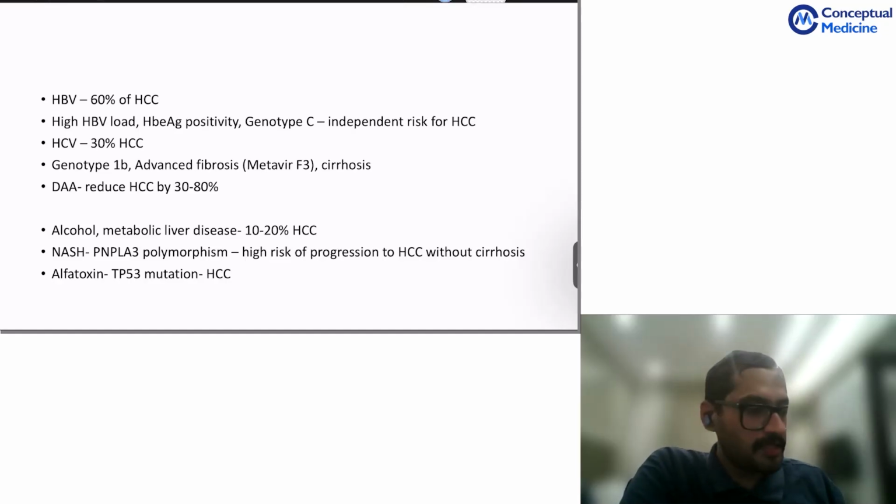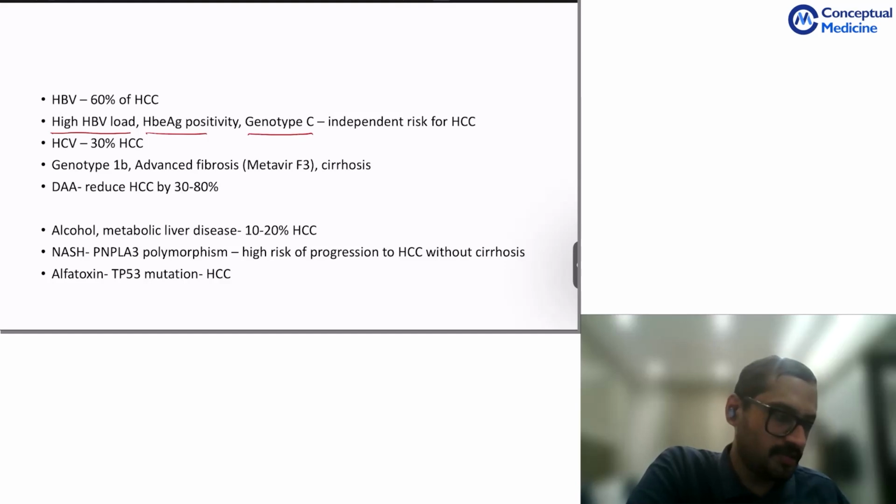So, what are all the predisposing factors for hepatitis B? HBV viral DNA, which is indirectly reflected by HBeAg positivity. These two are directly proportional to the risk of hepatocellular carcinoma. And the genotype C variant of hepatitis B virus has a high risk of HCC transformation.